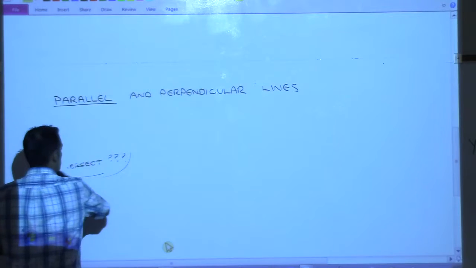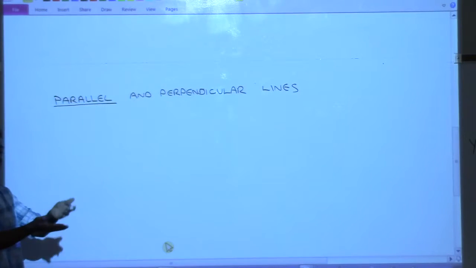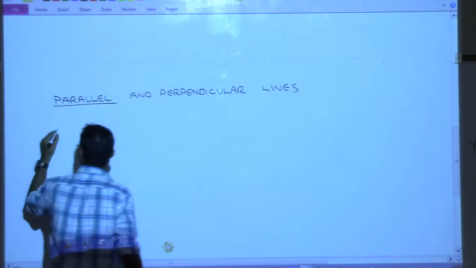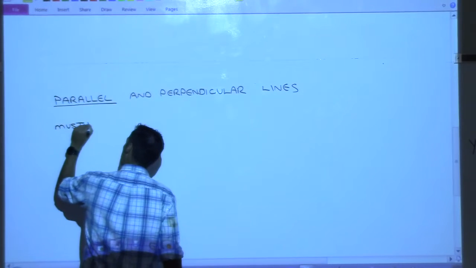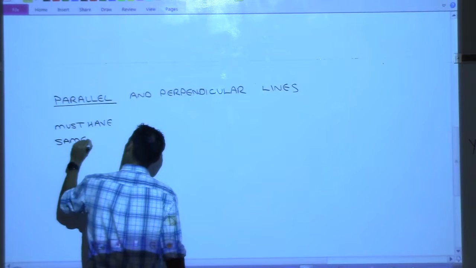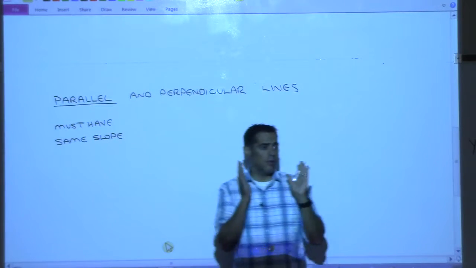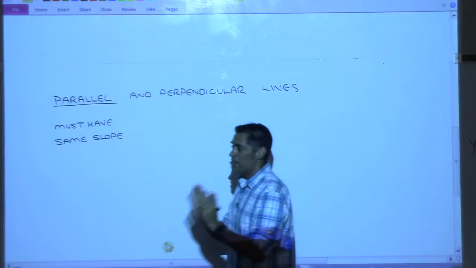Okay, so two parallel lines never touch, right? The way we're going to define it, though, here, back in Euclidean, is we're going to say two parallel lines have the same slope. Must have the same slope. If you're going to say that two lines are parallel, then their slopes must be the same.